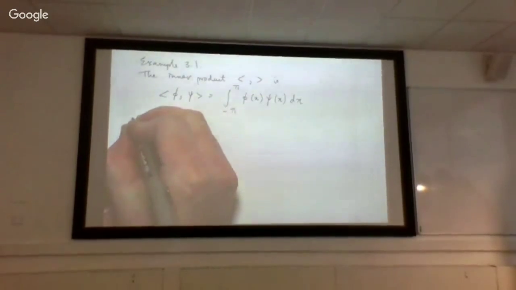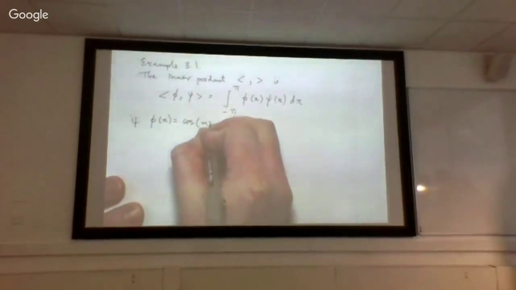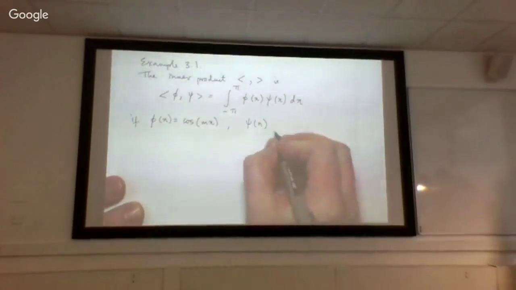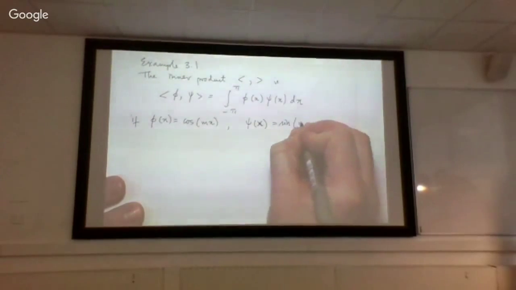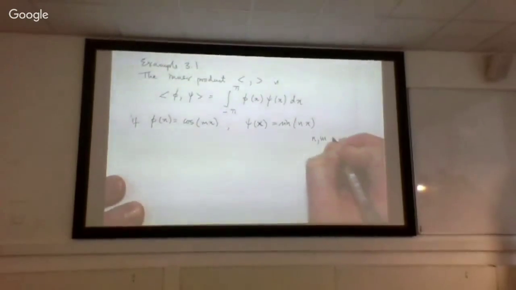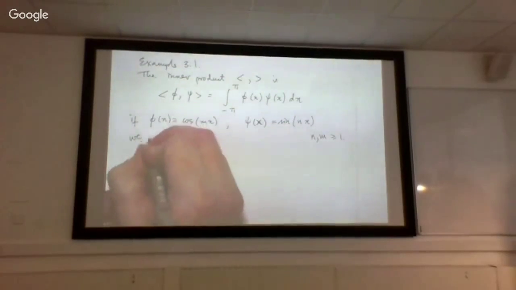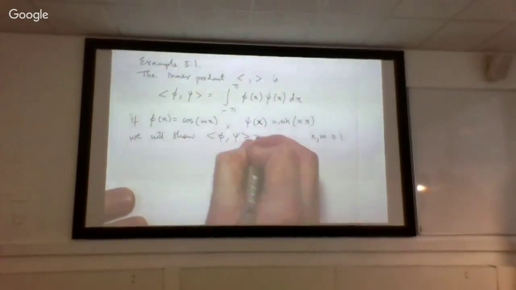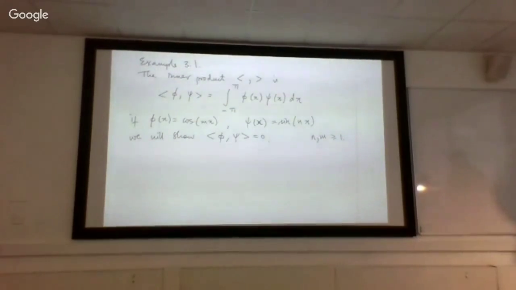Okay. So if phi of x is this function cosine mx, and psi of x is one of the sine functions, sine nx, so n and m are both integers greater than or equal to 1. We will show here that the dot product of this phi and psi is 0. Okay. So that means that we say the two functions are orthogonal.